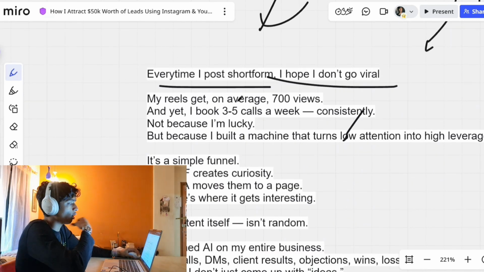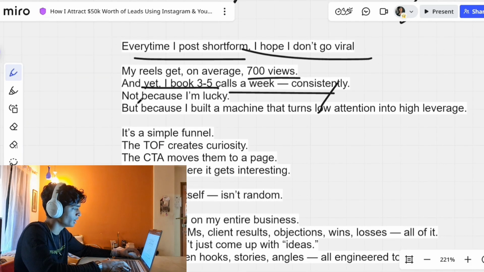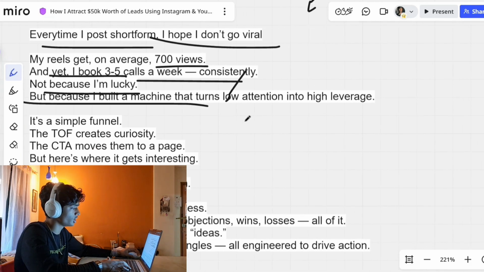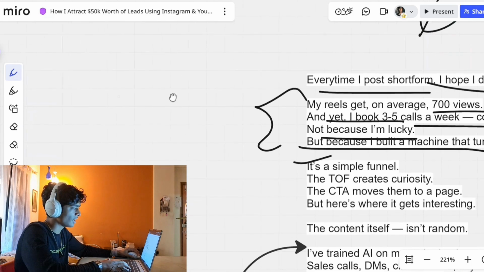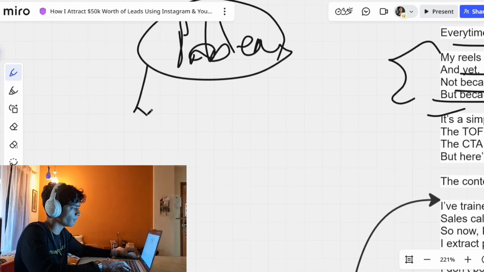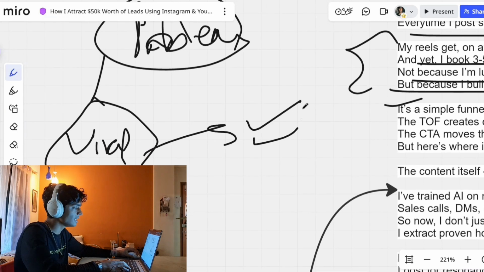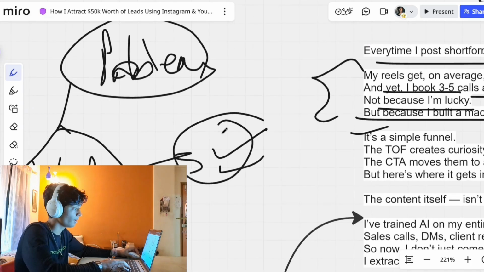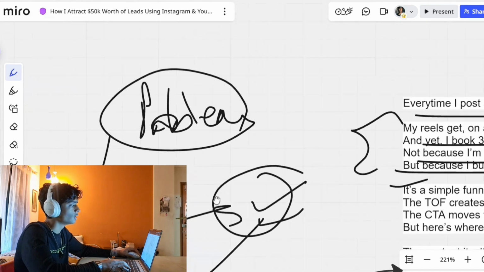My reels on average get about 700 views, and yet I book 3 to 5 sales calls consistently a week. Not because I'm lucky, but because I built a machine that turns low attention into high leverage. What this does is that it is framing the problem that the viewer has. So for example, you have a problem which is you're not going viral. It frames your problem as this ideal state that I am in, while also showcasing how I've gotten the ideal result.